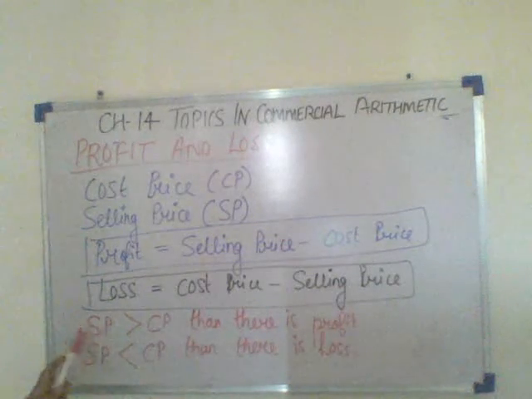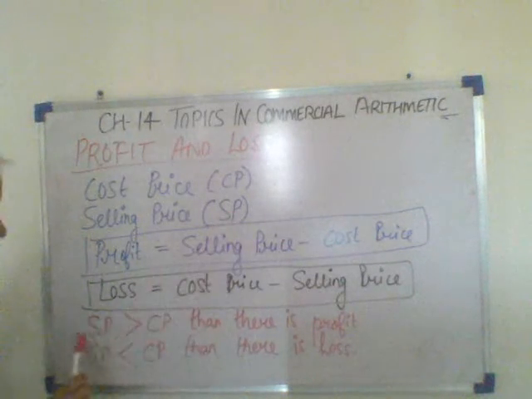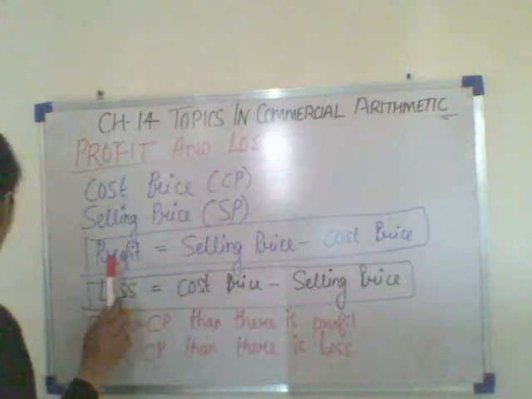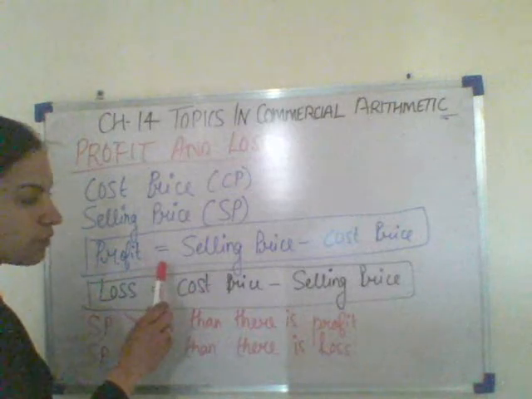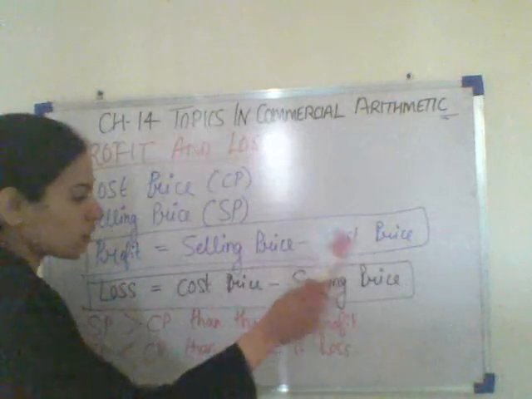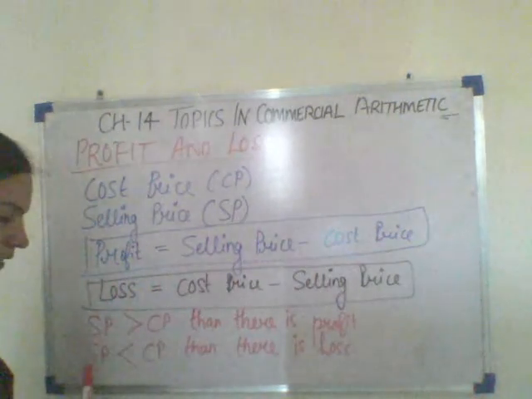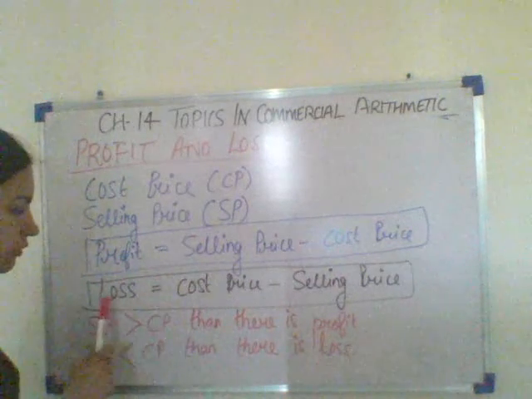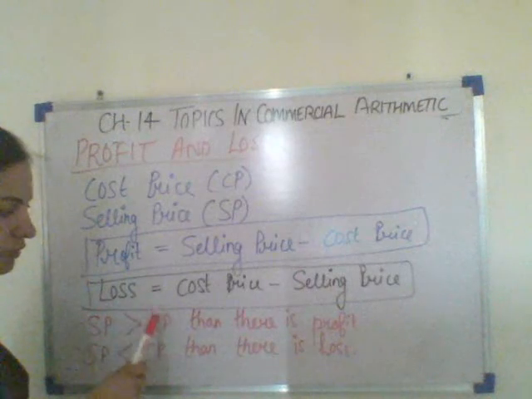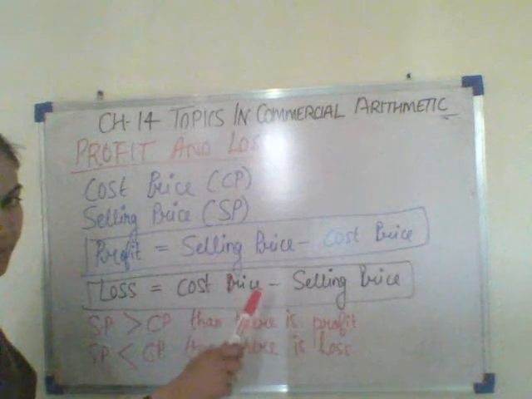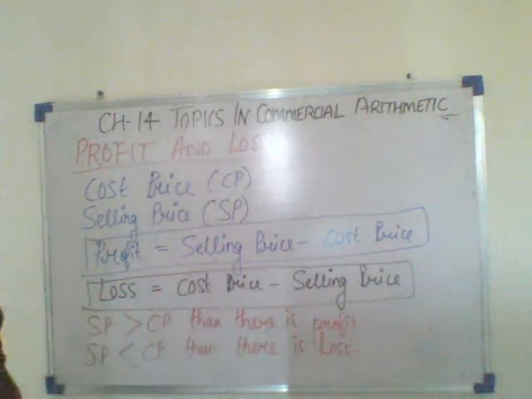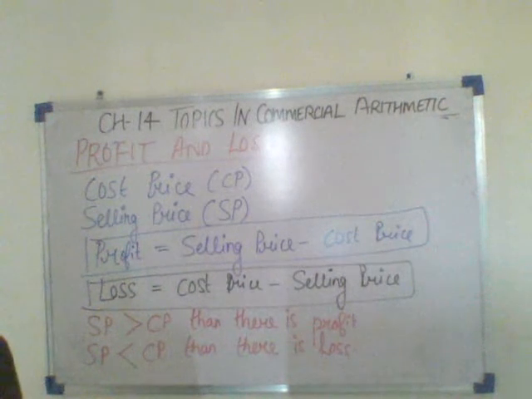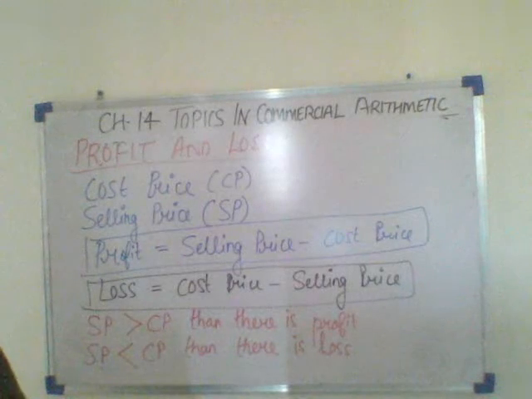Now you must know that whenever the SP, that is the selling price, is more than the CP, then there is profit. How do we find the profit? Profit is always equal to the selling price minus cost price. Whenever the SP is lesser than the CP, then there is loss. How do we find the loss? The loss is always equal to the cost price minus selling price. Now let us do a few questions based on profit and loss.